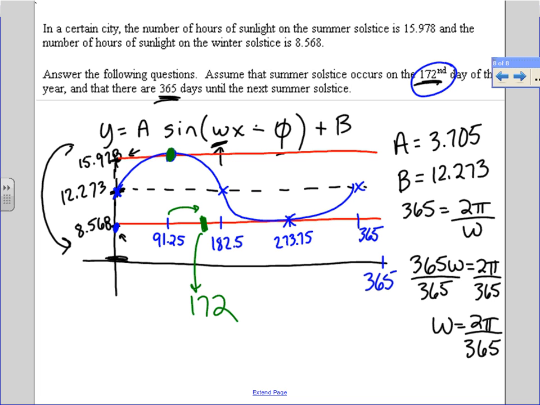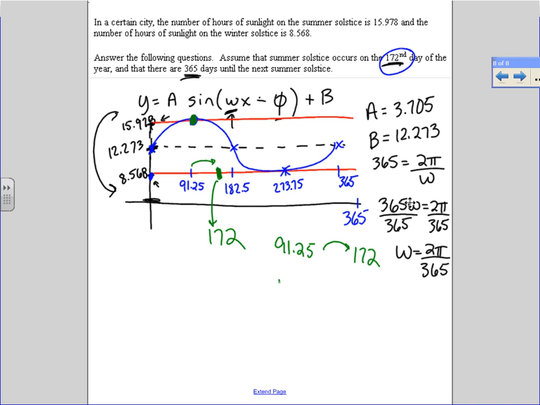Okay, so now what I just did was figure out the phase shift. Notice if I shift it over from 91.25 over to 172, how could we figure out how far over we moved? Well, that's not really hard math. All you have to do is subtract. So I'm going to subtract that on my calculator. So 172 minus 91.25 is 80.75. So now I've just figured out that phase shift.